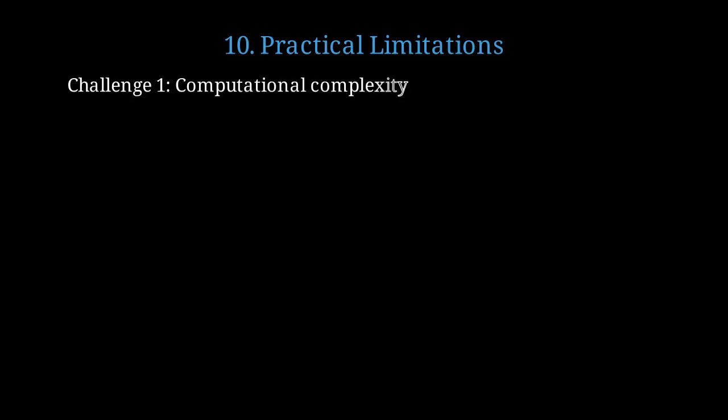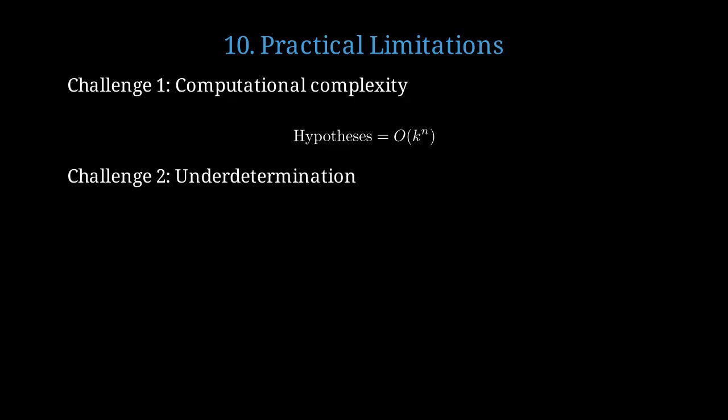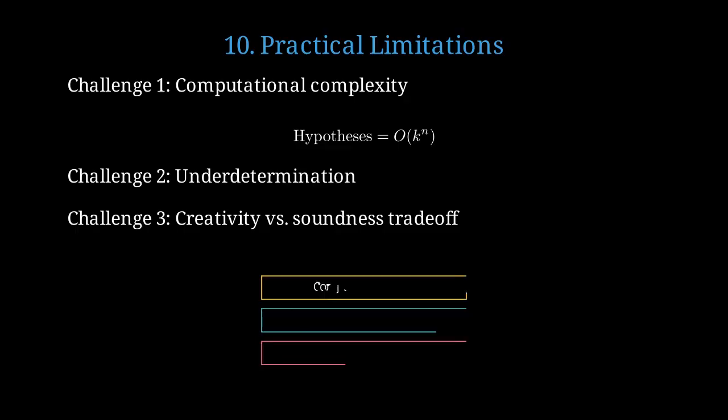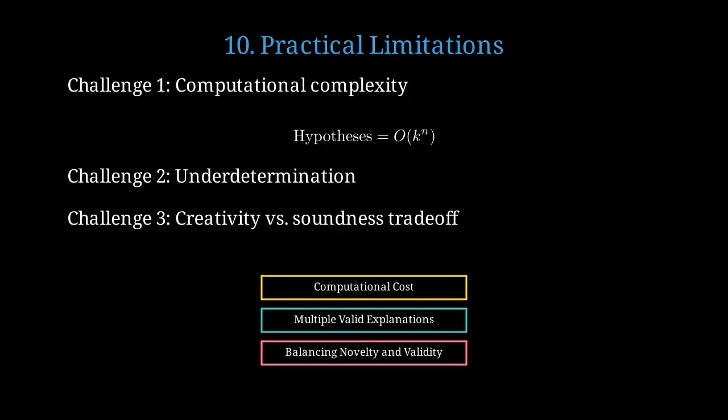First, the hypothesis space can be exponentially large, making exhaustive search computationally intractable. The number of hypotheses often grows as k to the power n, where n is the problem complexity. Second, multiple incompatible hypotheses may equally well explain the same data. Third, there's a trade-off between generating creative novel hypotheses and ensuring they're scientifically sound. These three key challenges, computational cost, multiple valid explanations, and balancing novelty with validity, define the current frontiers of research.